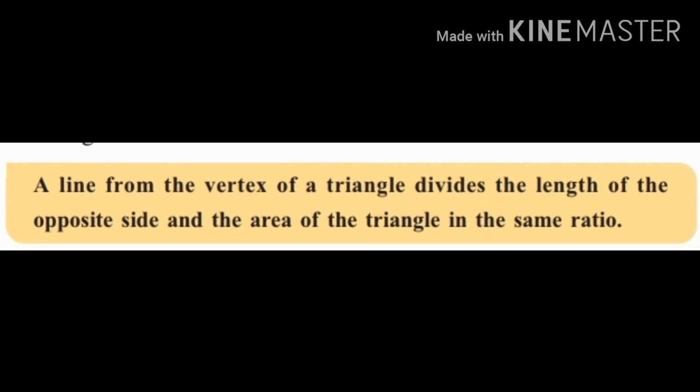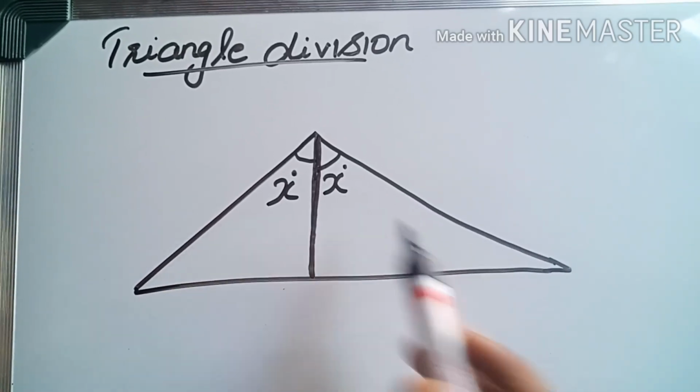From that vertex, if we are drawing a line to the opposite side, then that line divides that opposite side and the area of the corresponding 2 triangles in the same ratio. This is our concept in this section. Next concept is in any triangle.